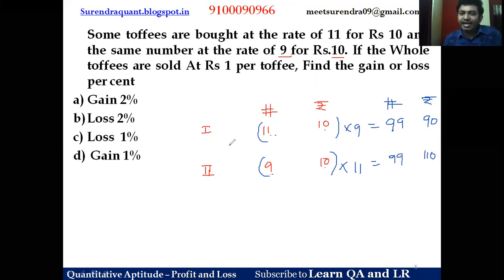Both are CPs only, right? So this is the CP of the first variety. This is the CP of the second variety. Now, what is the total number of toffees he purchased? 99 of the first variety, 99 of the second variety. Together, 198 toffees he purchased. What is the CP of all such toffees? 90 plus 110, 200 rupees.